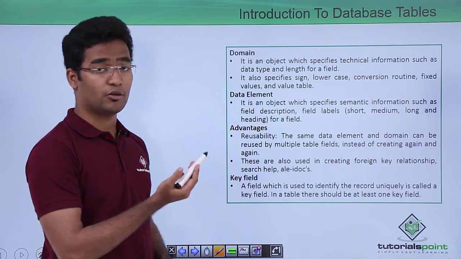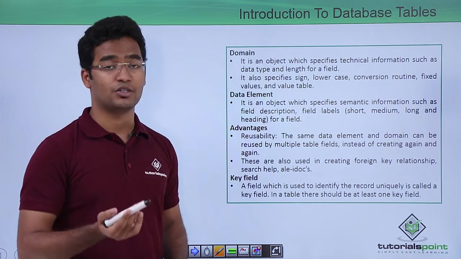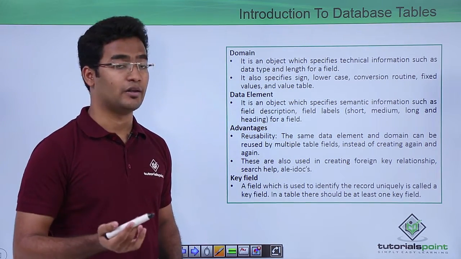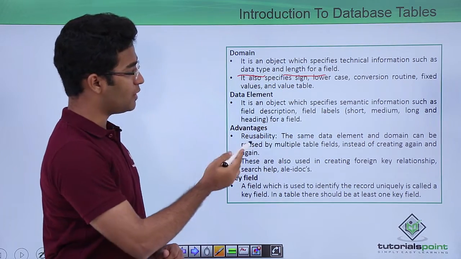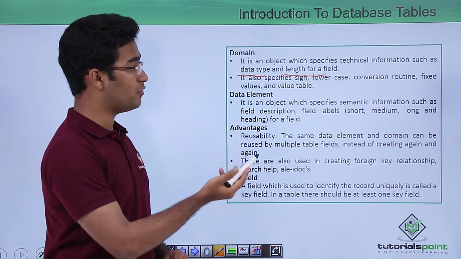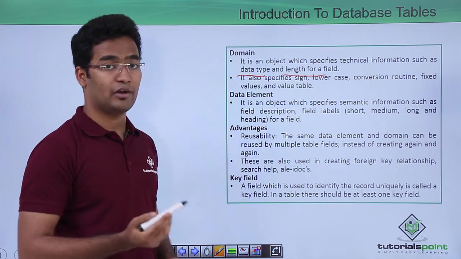A domain is an object which specifies the technical information or technical attributes of a field, such as data type and its length. It also specifies sign, lowercase, conversion routine, fixed values and value table.